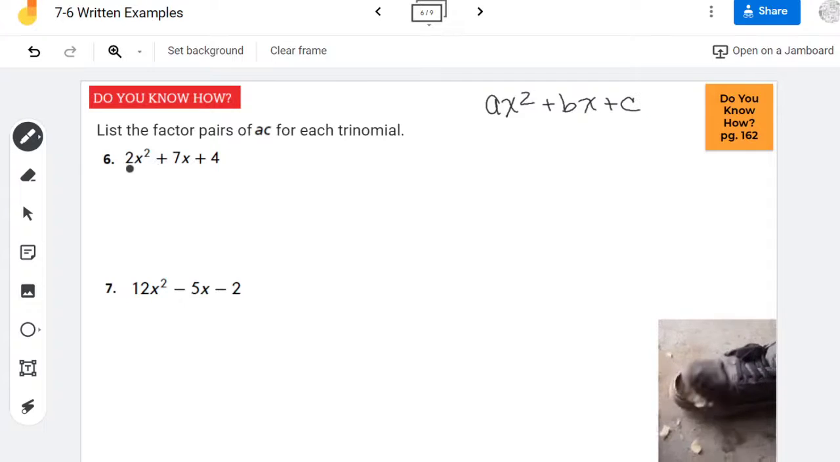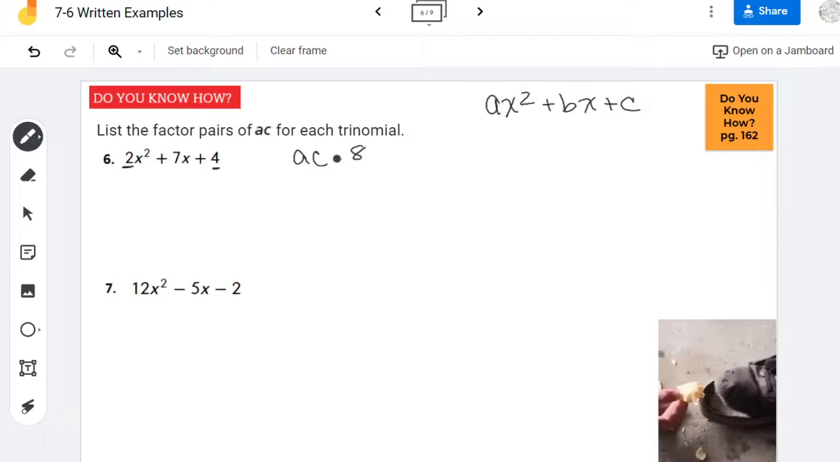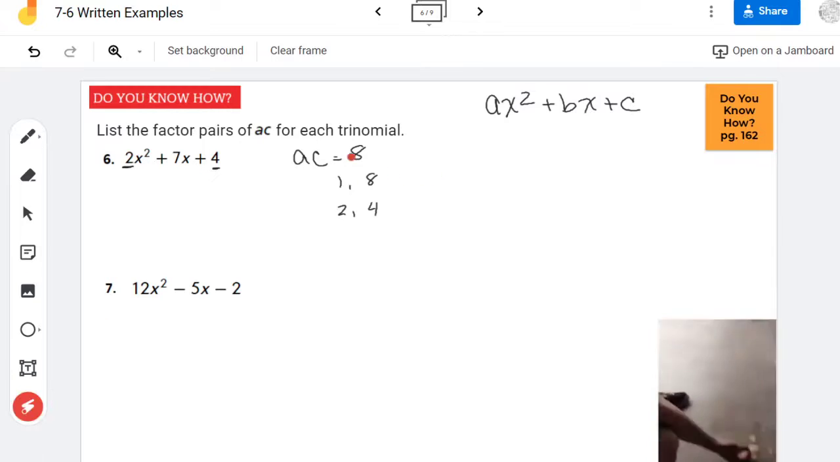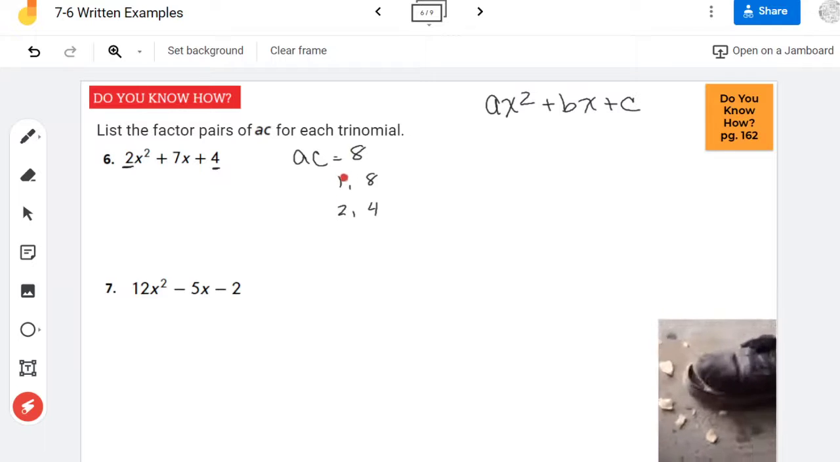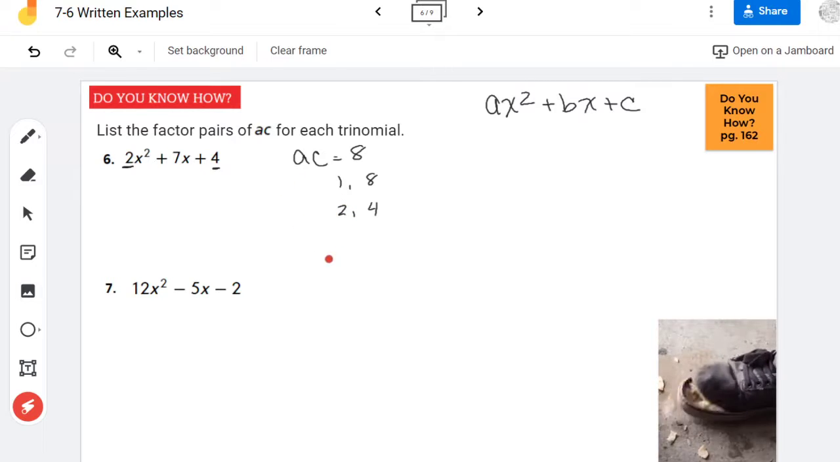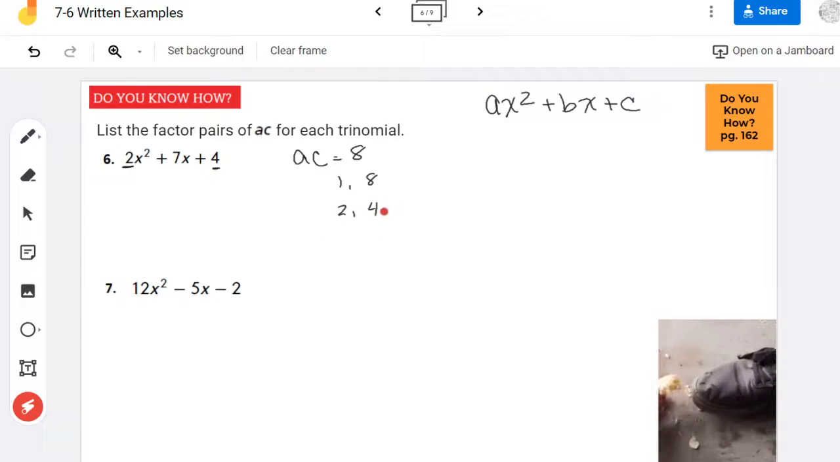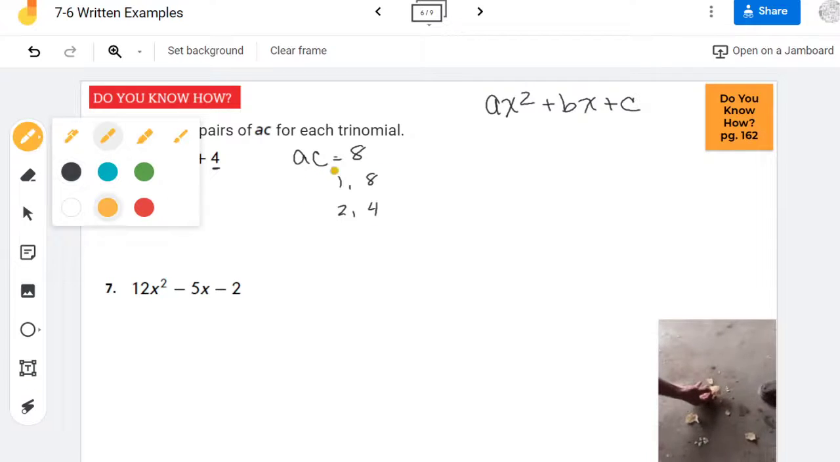Alright, so if I take AC, I'm taking 2 times 4. So AC in this case is 8. So my factor pairs for 8 are 1 and 8 and 2 and 4. And what I do for these, not so much for the little numbers, but for the larger numbers, is I very systematically go through and multiply by whole numbers. So I start with 1, then I do 2, then I would try 3. But when I reach 4, well, I already have 4 on here. So if I used 4 again, I'd just be repeating. So I know that these are all of the factor pairs that I would need.